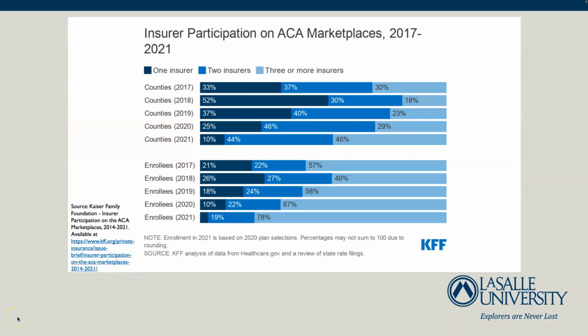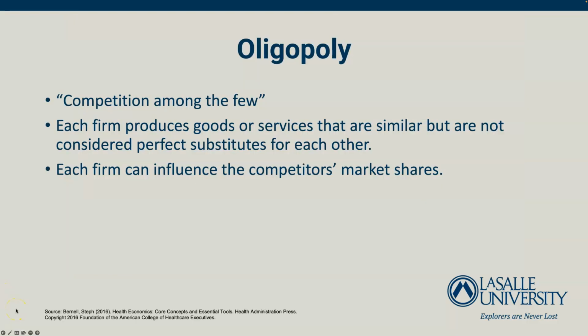One healthcare example of duopoly is insurer participation in the ACA marketplaces. In 2021, for instance, 44% of counties across the country only had two insurers offering plans in those ACA marketplaces. In contrast, when we have three or more insurers or three or more producers in the market, we tend to say that we have an oligopoly, and this is essentially competition among the few.